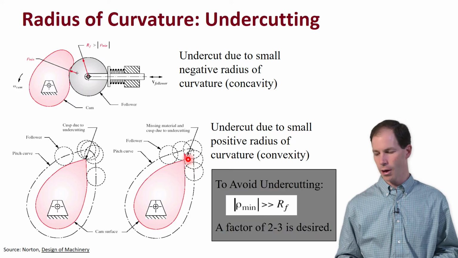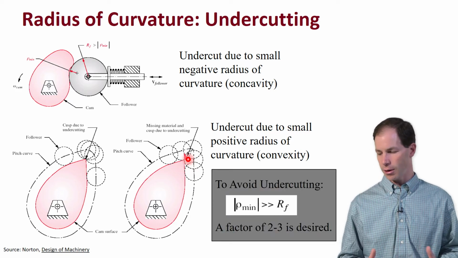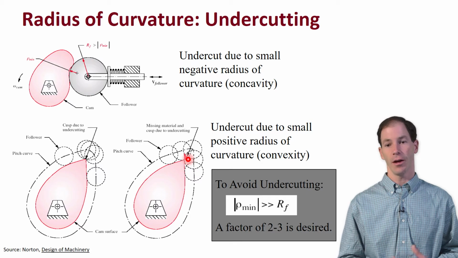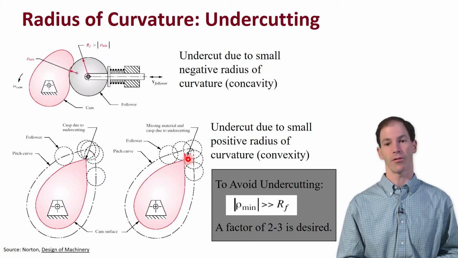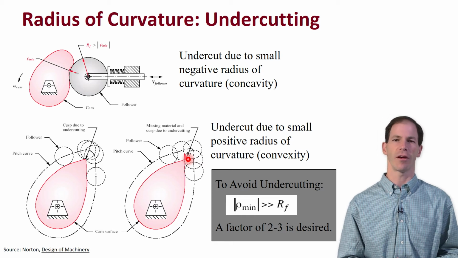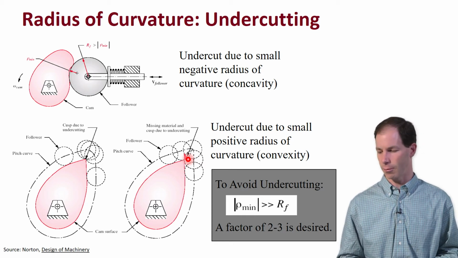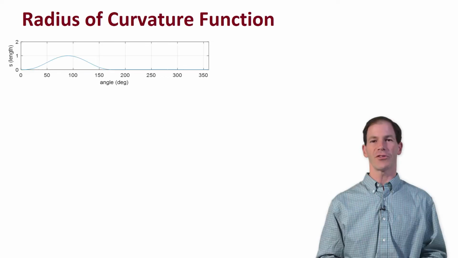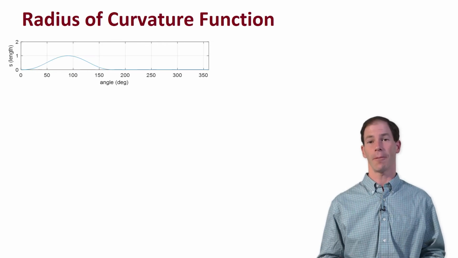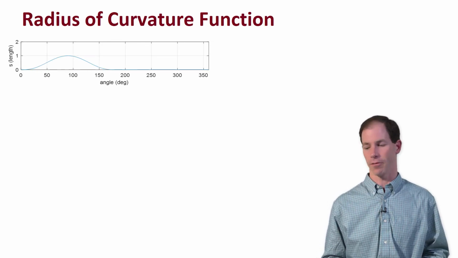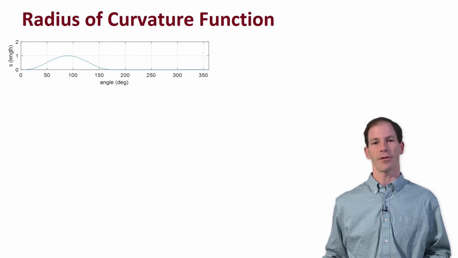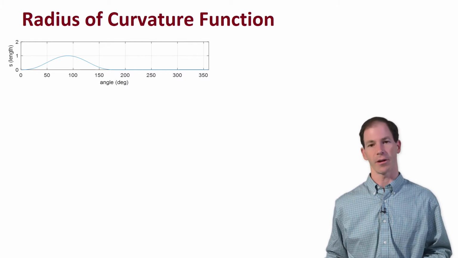So how do we deal with it? Well, we just make sure that the radius of curvature of our cam is much greater than the follower radius. And we usually say a factor of 2 to 3 is desirable. So that's where we want to start. We'll start with this S profile here for the same polynomial function that we had looked at previously. And now let's look at the radius of curvature for this specific cam.